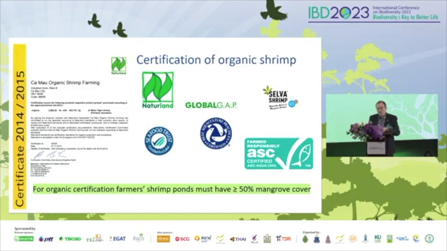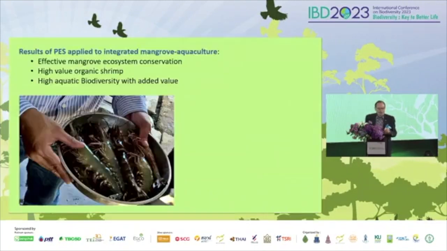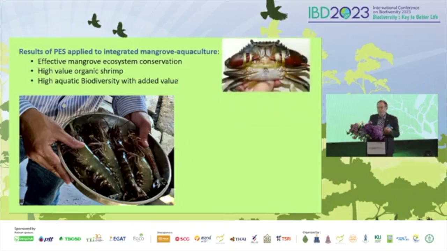But the important thing underlying the whole effort of the project and the whole PES principle is that to qualify to be organic, the shrimp have to come from a pond that has at least 50% mangrove cover. So just to summarize, the main benefits are: effective conservation of the mangrove ecosystem, higher value organic shrimp, and higher biodiversity value. And the leading species that benefits from a mangrove system like this is the mud crab.